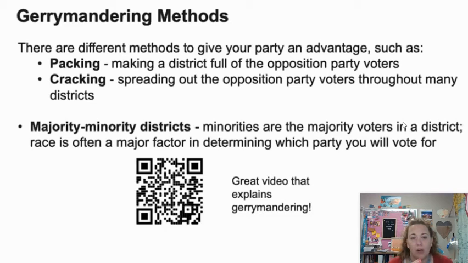And then you have what are called majority-minority districts. Minorities are the majority voters in a district. So again, we talked about in class, there is a racial bias that happens here. African Americans tend to vote Democrat, Hispanics tend to vote Democrat, white tend to vote Republican. And so those methods are used to determine this.